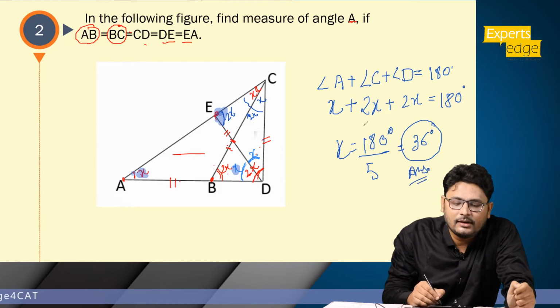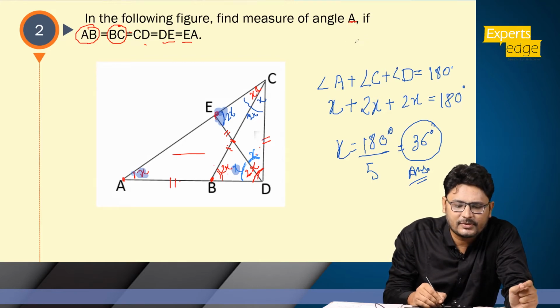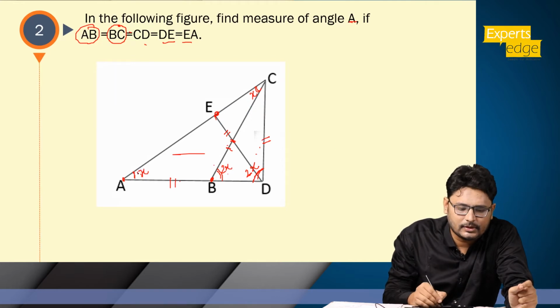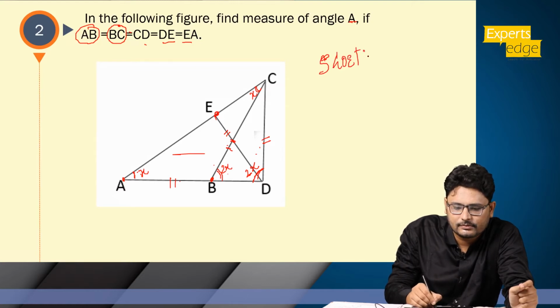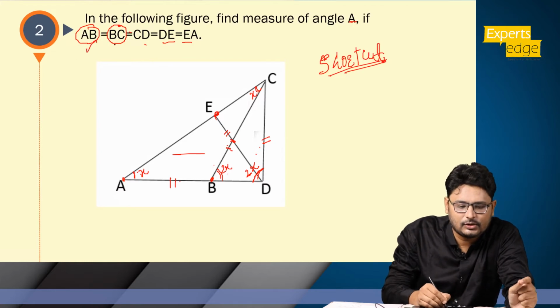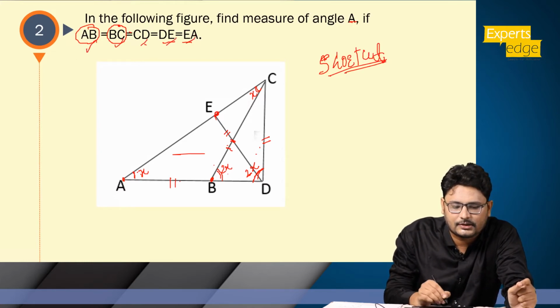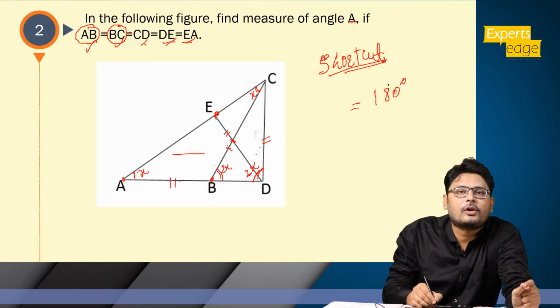This is a generic way. If the question is of this type, you have a very good shortcut. Please remember that. I'm erasing this. So if such a question comes, you can remember this shortcut. What does the shortcut say? How many sides are equal? 1, 2, 3, 4, 5. So my answer would be the total angle of a triangle, 180 degrees, divided by the number of equal sides.